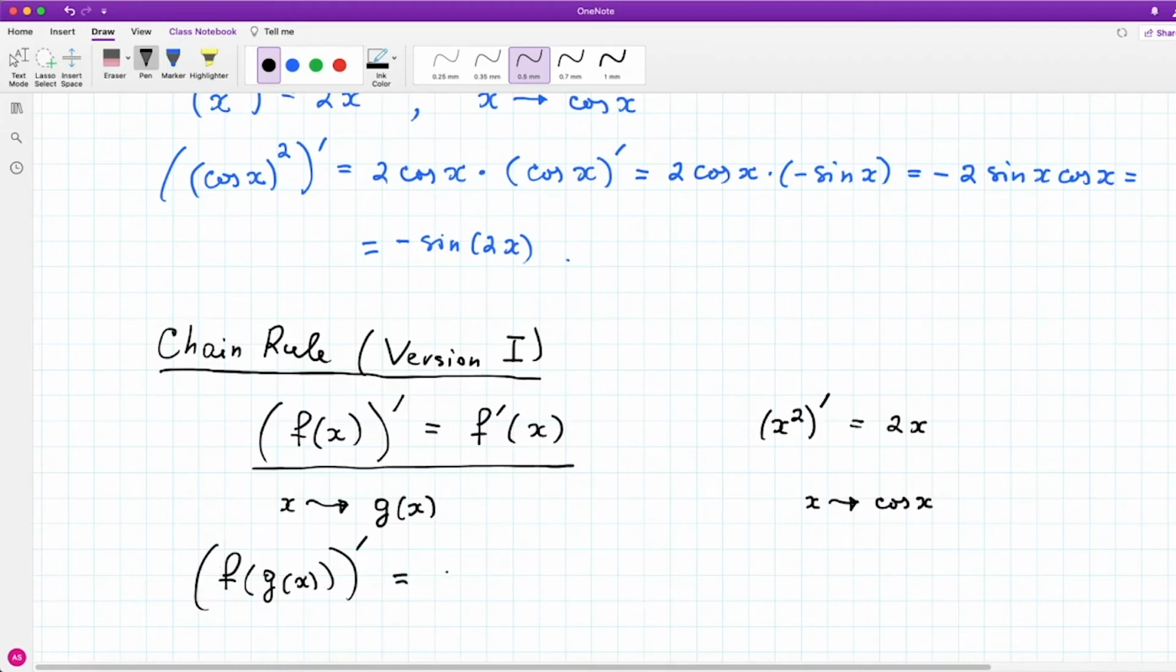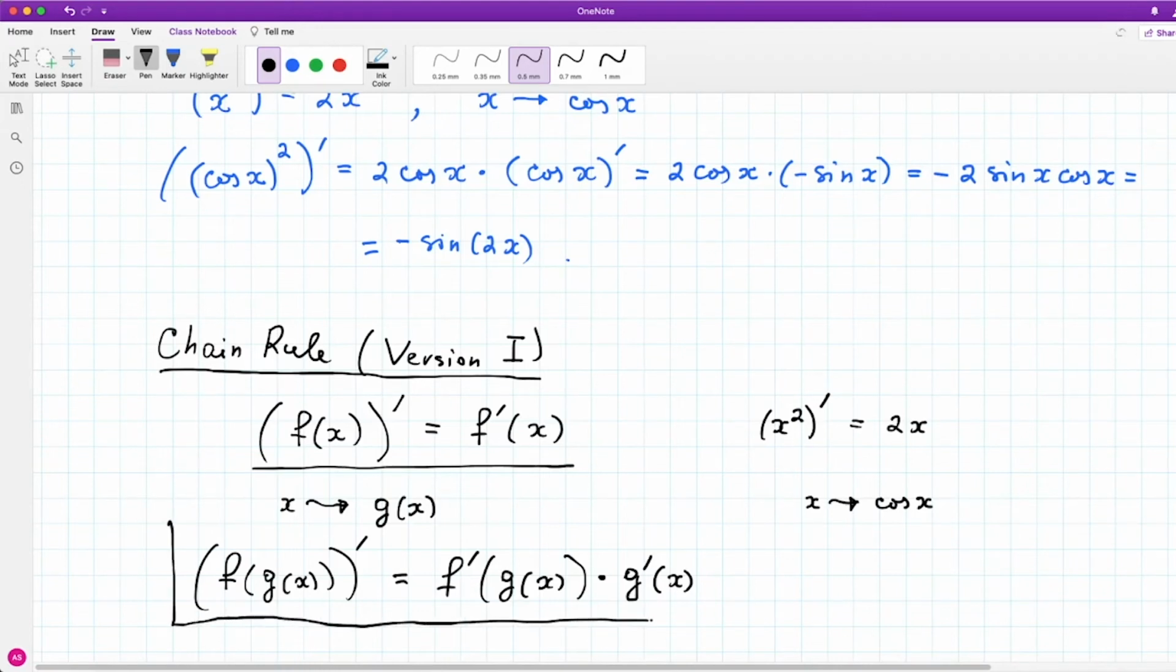On the right hand side, we're going to get f prime of g of x. That is the result of substituting, instead of x, g of x into the derivative of f. And then the chain rule says that this right hand side has to be multiplied by the derivative of what we're replacing x with, namely g prime of x. And so this is one version of the chain rule that you will likely see in your textbook.